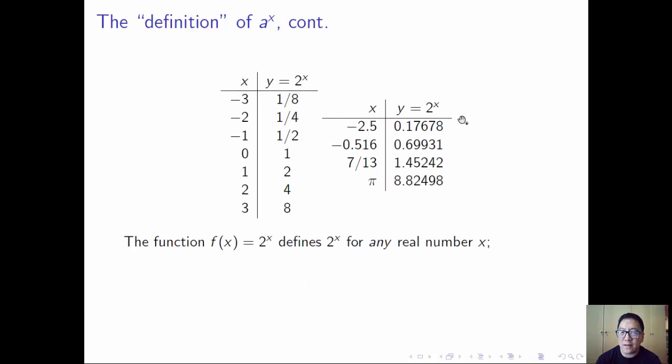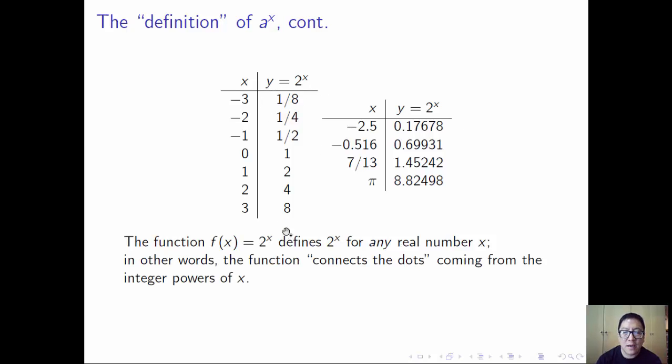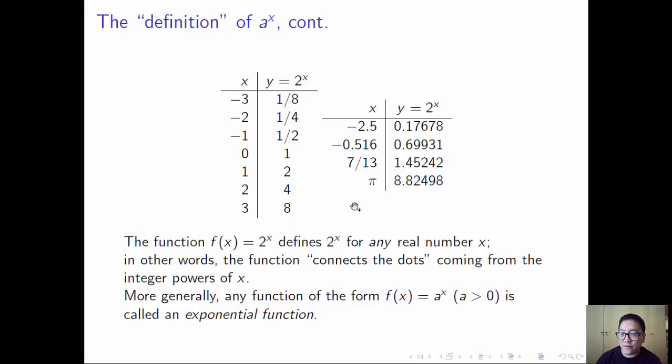Okay, so what a to the x is, or specifically here, what 2 to the x is, is that it defines 2 to the x for any real number x in a particular way that connects these dots. In other words, the function a to the x connects the dots coming from the integer powers of x, the powers that we already know. How that's done exactly? Well, take my word for it. It works real well. I guess real talk is that you'd actually have to go through the entirety of calculus to get a really precise idea of what it is. So for now, we'll just take it for granted that this works. Anyway, more generally, any function of the form f of x equals a to the x, where a is greater than 0, is called an exponential function.